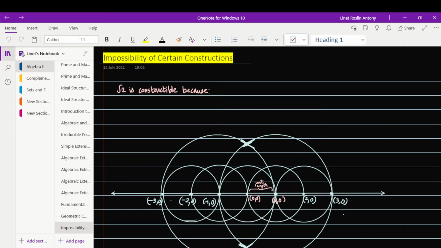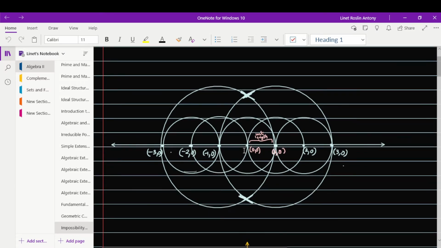Going to move on into the topic, impossibility of certain constructions. Before that, in order to rewind, we can just view how root 2 is constructible. So we had drawn the construction starting with the ordered pair 0, 0, the origin, and the ordered pair 1, 0. The distance between them is of unit length, as you know.